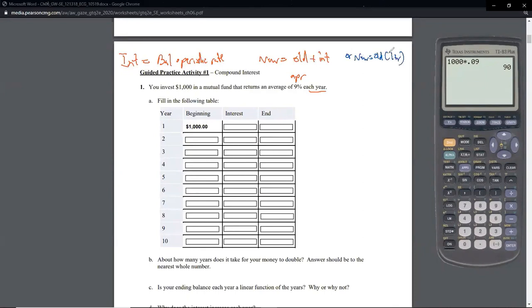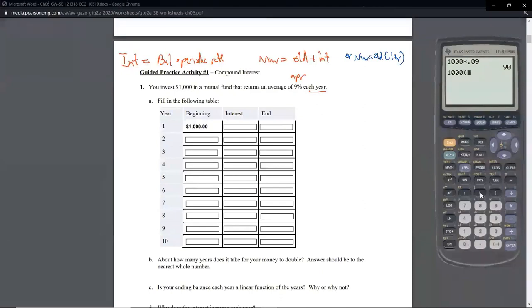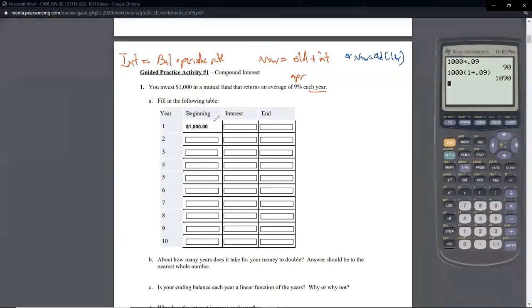If we do 1,000, then parentheses, your calculator, you might have to hit times first, and then the 1 plus the rate as a decimal, so 0.09. And look at that, we get 1,090, which is exactly what 1,000 plus $90 is. If you took the 1,000, which was the starting balance, and you added the interest, which was the 90, you would still get 1,090. It's two different ways to get the same answer.